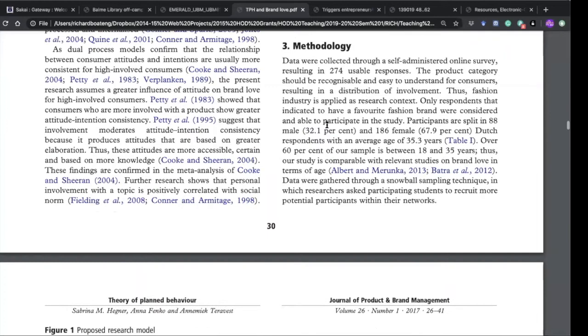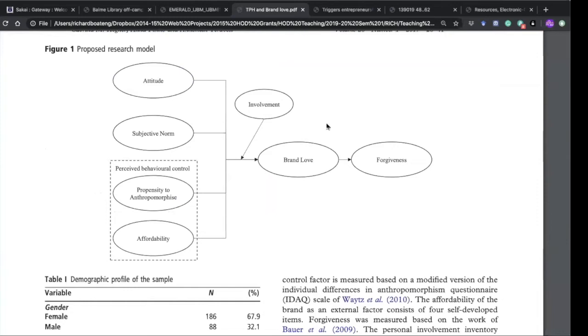Now, he's saying that attitude and subjective norm will inform brand love. That will also lead to an outcome called brand forgiveness. So if you love the brand, you are more likely to forgive. So it's like you had intention here, then it goes to the actual performance of the behavior. The actual performance of the behavior, forgiveness, is informed by brand love, and it's also informed by attitude and subjective norm.